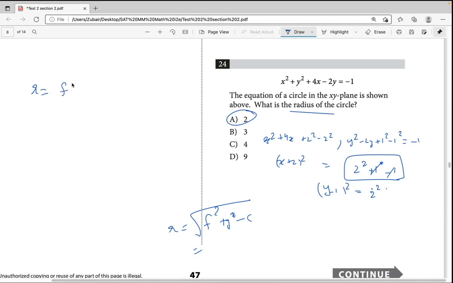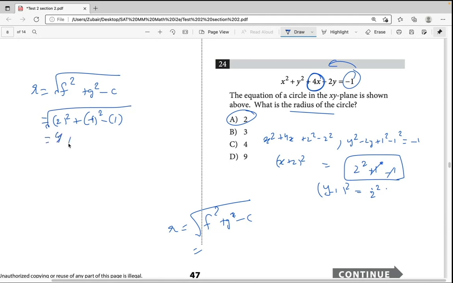So R is equal to the square root of F square plus G square minus C. What is F? F is half of the coefficient of x. You see that 4? So half is 2. I just used, what's it called? I forgot. It's something square. Was it complete the square? Yes, okay, completing the square, that's what I did. G is half of the coefficient of y. And what is C? We bring everything to the left-hand side. That's C. So this is 2 square plus 1 minus 1, and under the square root, you get radius 2.